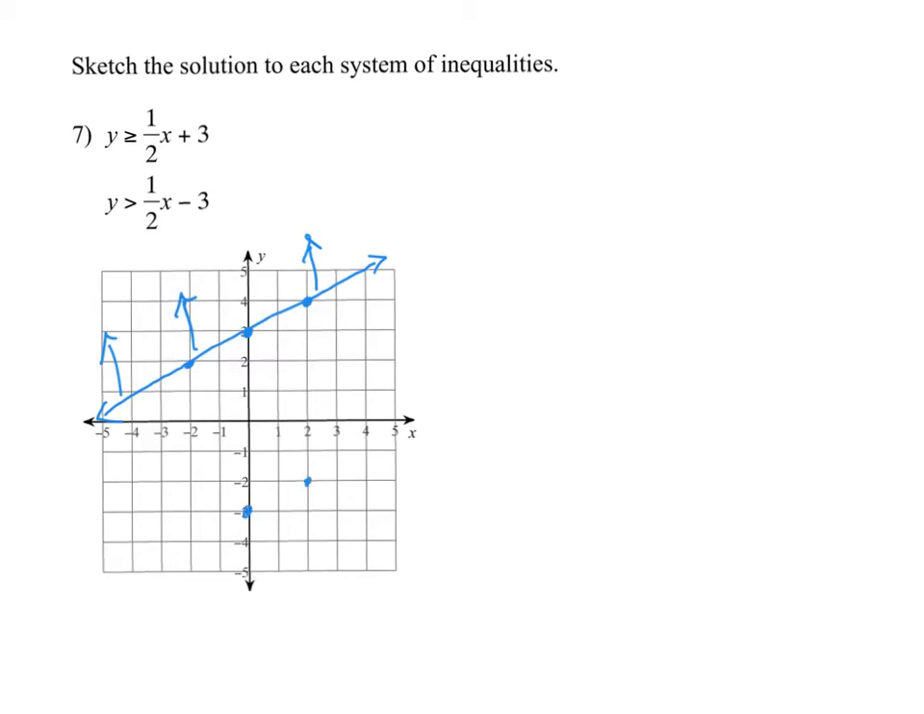Hey, wait a minute, these two lines have the same slope. These are parallel lines, so they don't cross anywhere. This one's dotted because it doesn't have the or equal to, but it is also greater than. So where do these two shadings finally cross? Right up here above the first one. And that's it.